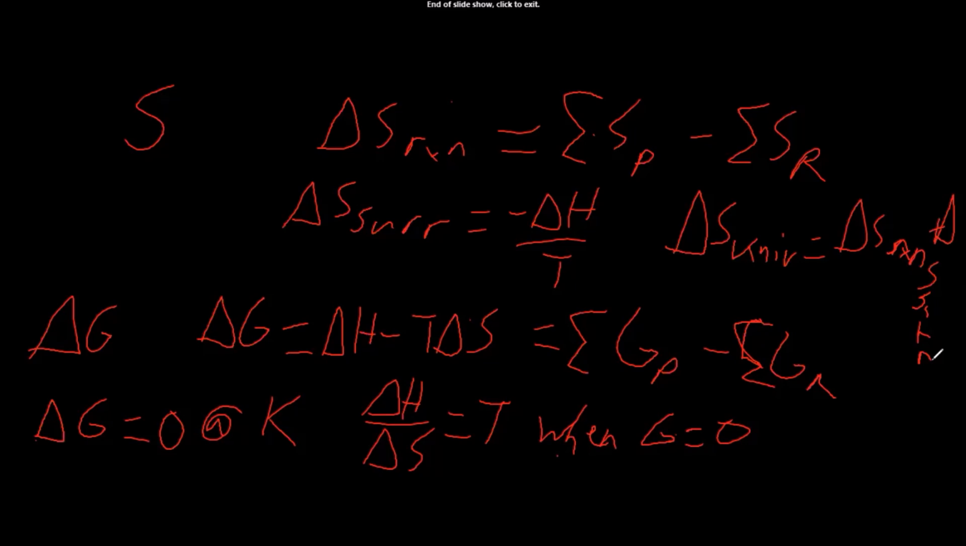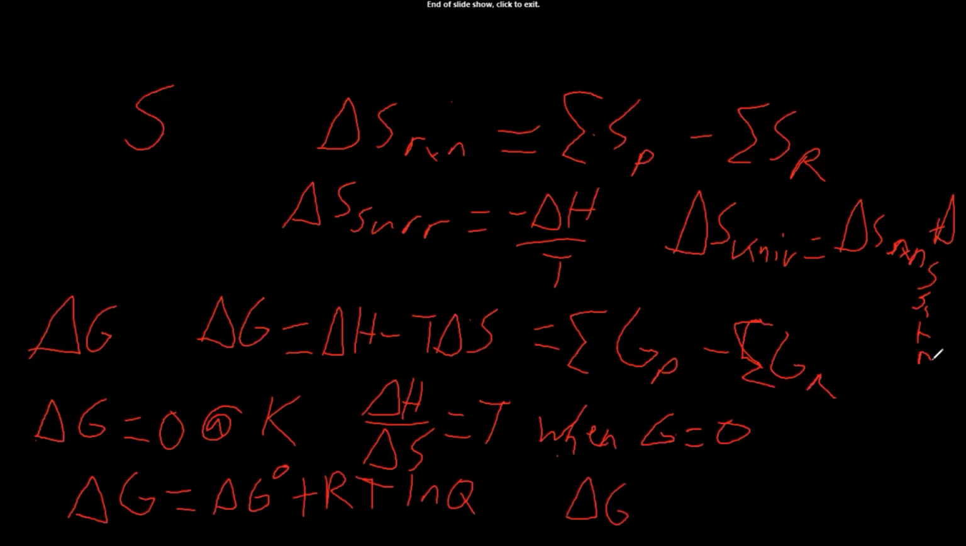And then finally, we learned our last two equations. Delta G equals delta G naught plus RT ln Q. And delta G naught equals negative RT ln K. These are our equations. This one is simply a rearrangement of this one. These are essentially the same thing.